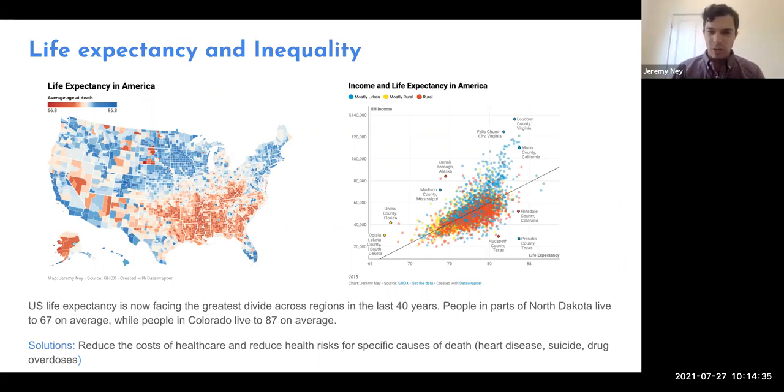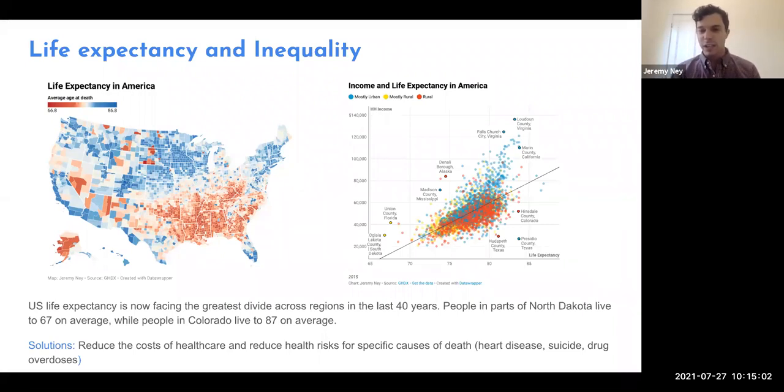The first article that I wrote was about life expectancy and inequality, and how America is actually seeing the largest gap in life expectancy across regions in the last 40 years. That means that people in parts of North Dakota are living to be 67 on average, while folks in Colorado are living to be 87. So you see this 20-year gap across regions.